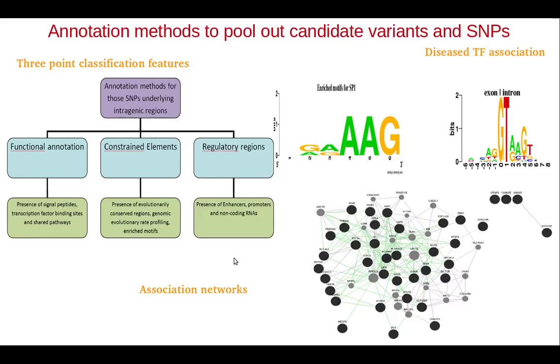We propose a 3-point classification scoring schema. One is functional annotation, the constrained elements in the regulatory regions, each associated with a different classification feature or subfeature, like the presence of signal peptides in the case of functional annotation. The constrained elements contain evolutionarily conserved regions, that is, whether or not a SNP is conserved across all the eutherians or eukaryotes in this particular case, and the presence of enhancers and long non-coding RNAs associated with that particular SNP towards causality.